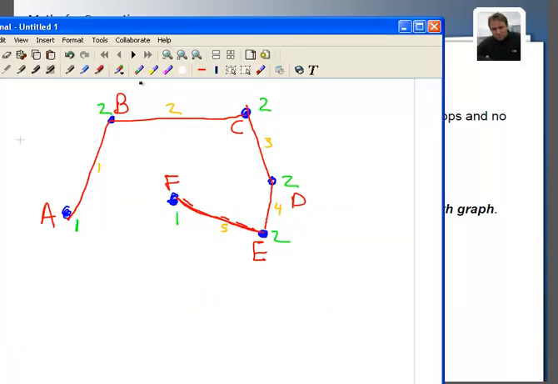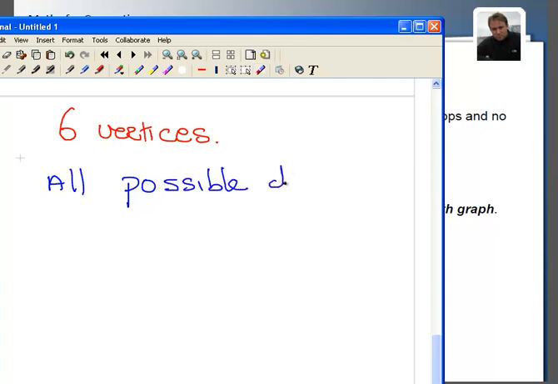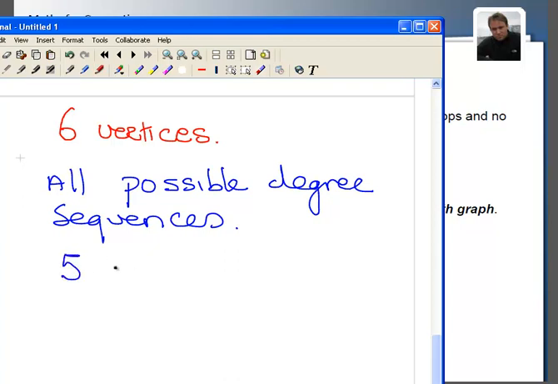Okay, so what I'm going to do here is come up with a little thought exercise. Suppose we have 6 vertices. What we might be interested in, I'll write this in blue, is all possible degree sequences. This is a great place to start. The first thing is, there's going to be 5 edges. So the sum of the degree sequence is going to be 10.